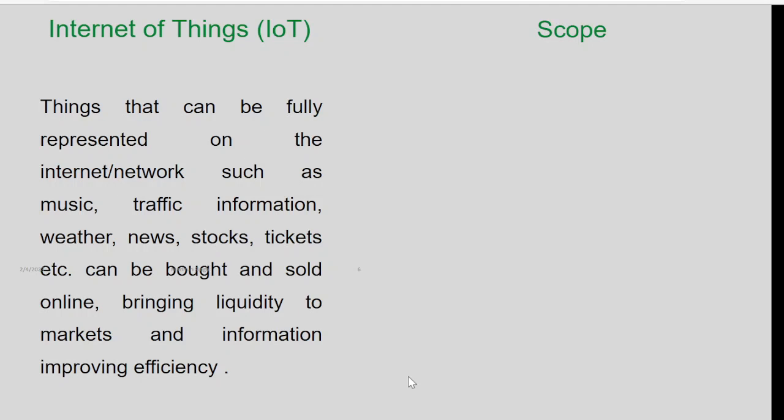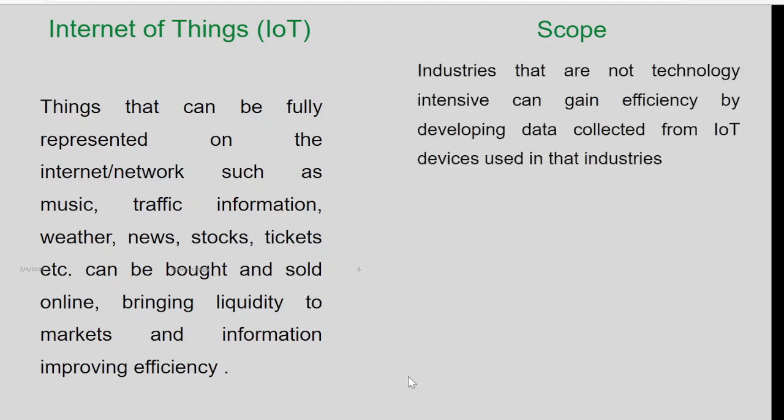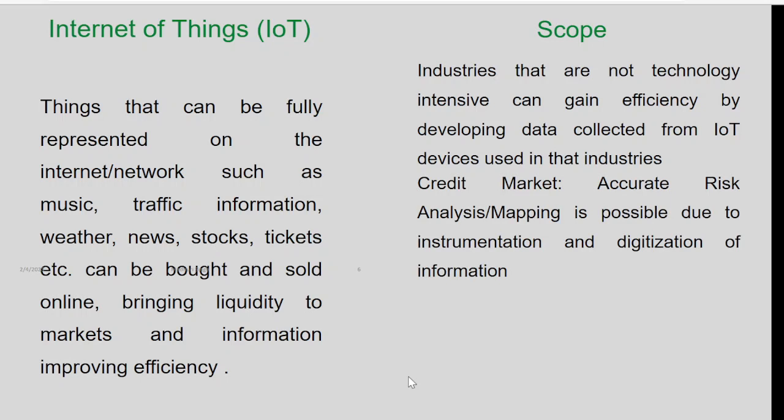So the scope of the Internet of Things, first, is for the industries which are not so technology intensive. The industries which are not so technology intensive can gain efficiency by developing data collected from IoT devices used in those industries. The second scope is for the credit market.